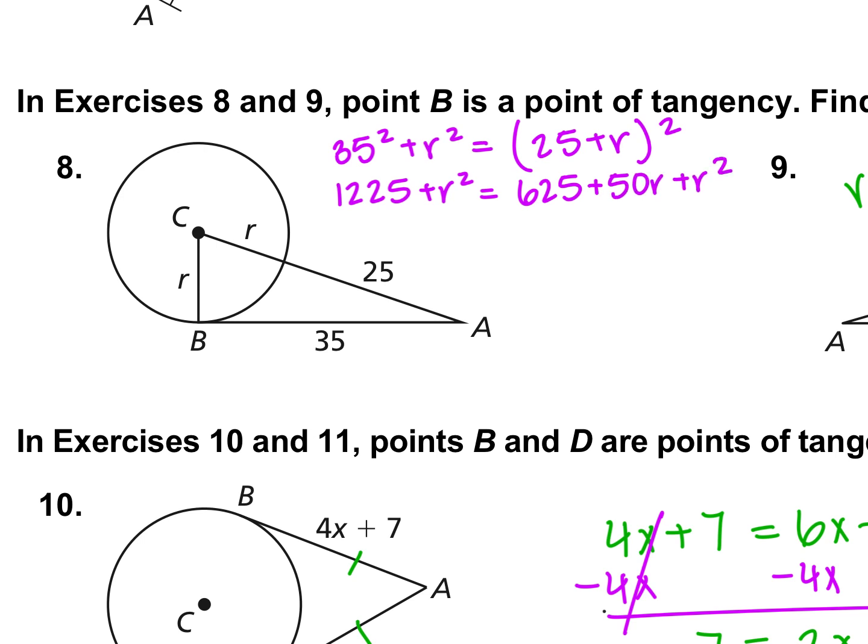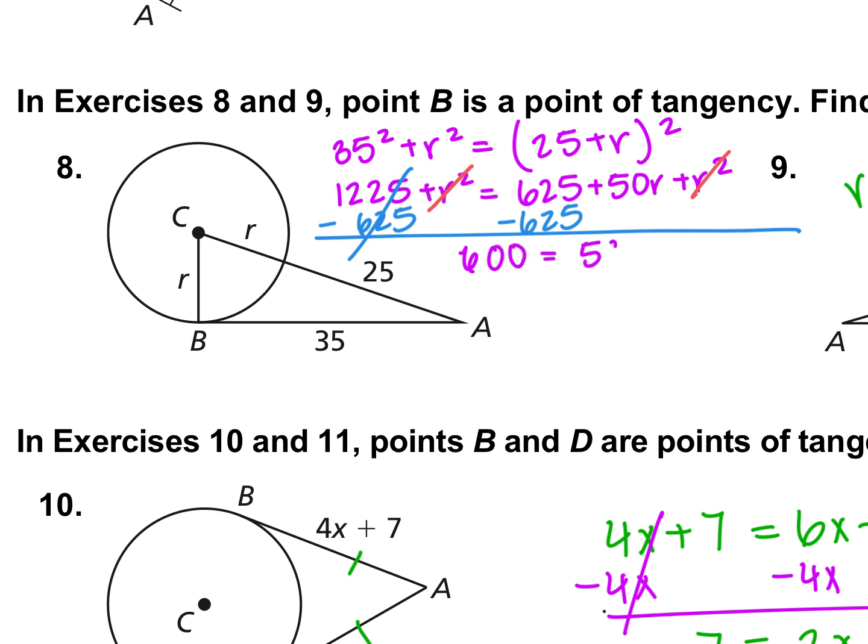Your r squares are going to cancel out if you moved them over to the other side, so I'm just going to go ahead and cancel out. Then I'm going to go ahead and subtract 625 from both sides. If you did that correctly, you should have had 600 equals 50r. Divide both sides by 50. Personally, if they both end in zeros, I'm going to cross the zeros out. Now I have 60 divided by 5. R is going to equal 12, which is correct. Good job.